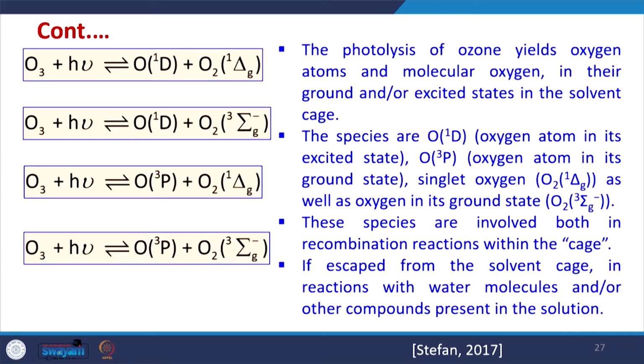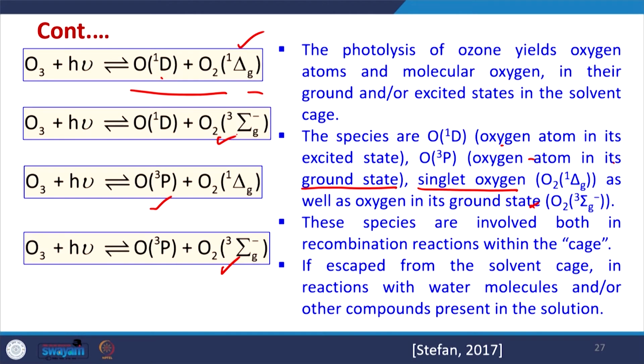The photolysis of ozone yields oxygen atoms and molecular oxygen in their ground or excited states in the solvent case. So, this is possible. Now, the species are like O1D, oxygen atom in its excited state, then O3P, which is oxygen atom in its ground state. Then we have singlet oxygen which is produced here, as well as in its ground state also. So, it is possible that these may be getting produced.